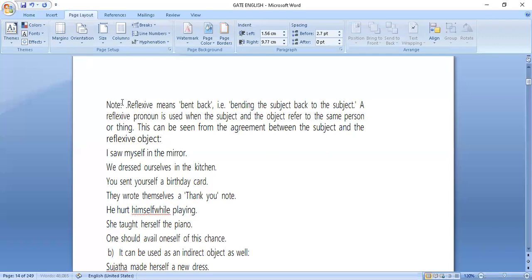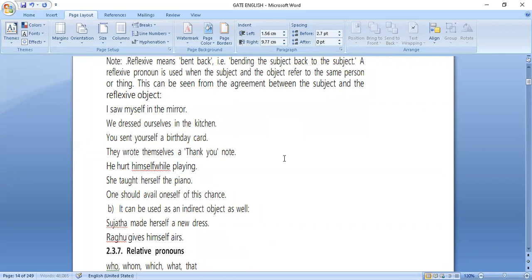Now, I saw myself in the mirror. We dressed ourselves in the kitchen. You sent yourself a birthday card. They wrote themselves a thank you note. He hurt himself while playing. She taught herself the piano. One should avail oneself of this chance.